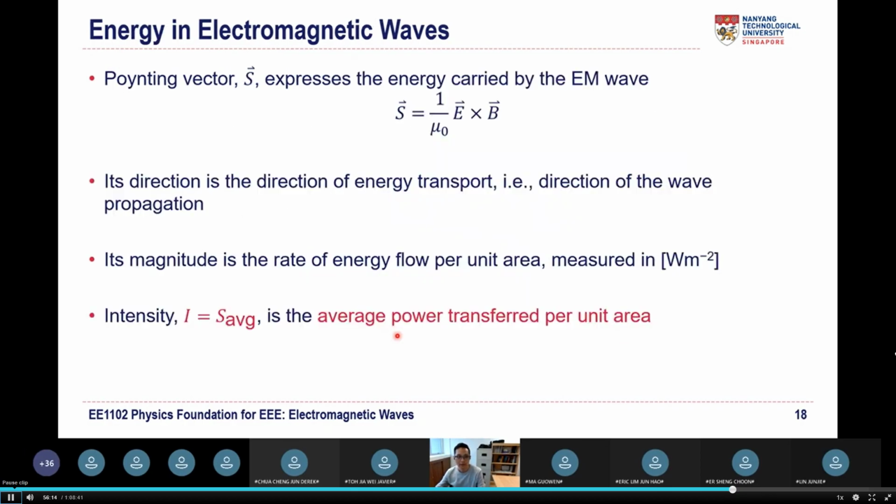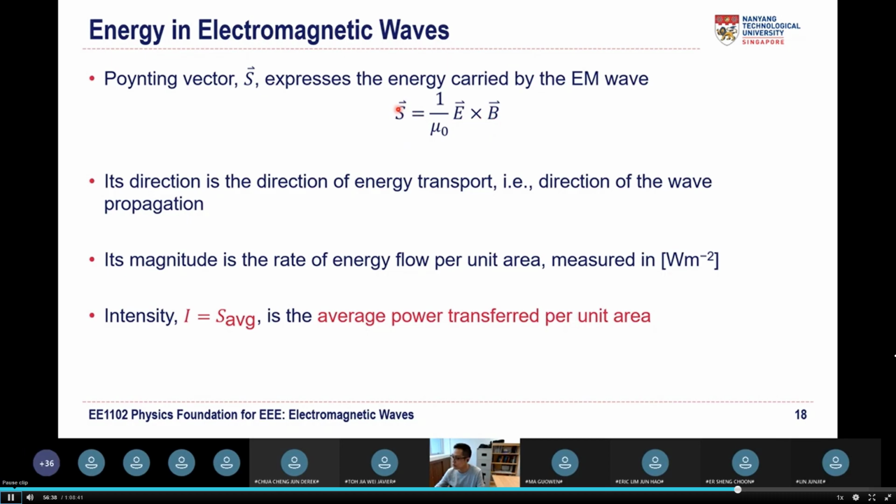Right. So let's talk about the energy carried by electromagnetic waves. The energy carried by electromagnetic waves can be calculated by using the Poynting vector, right? If you see this Poynting vector, it is actually the electric field cross the magnetic field. And of course, these are vector quantities.